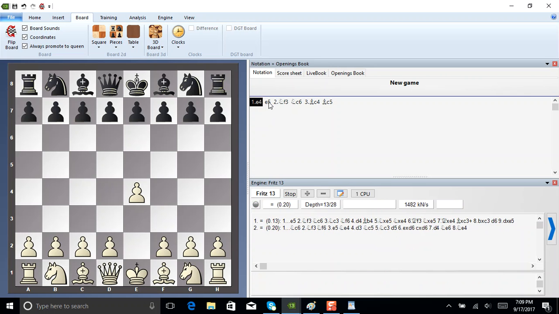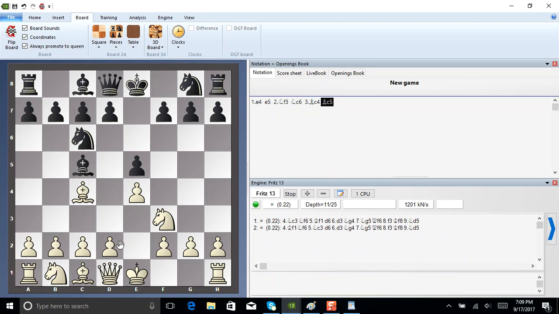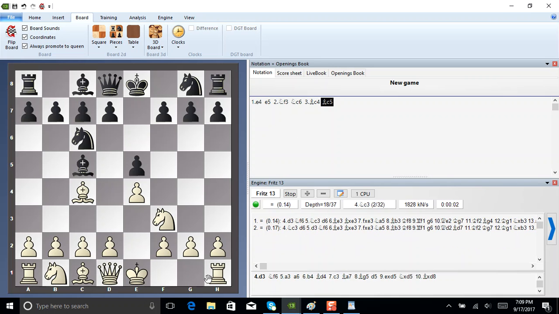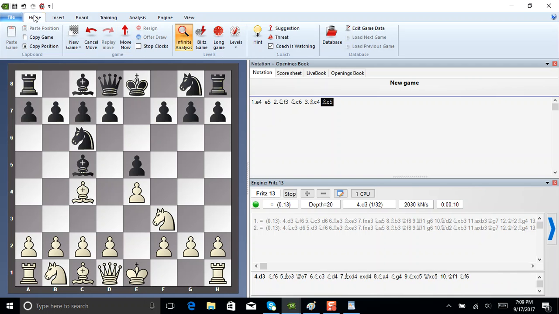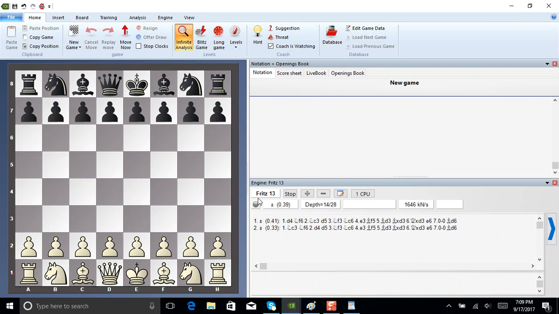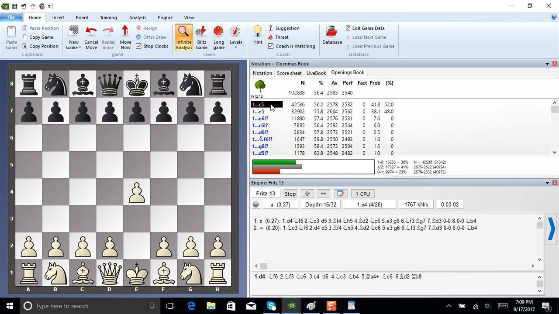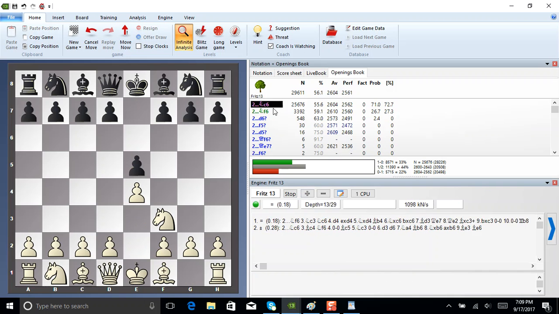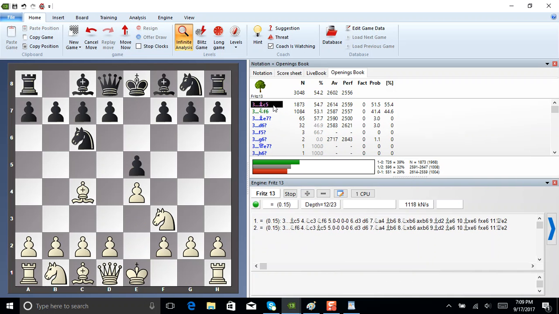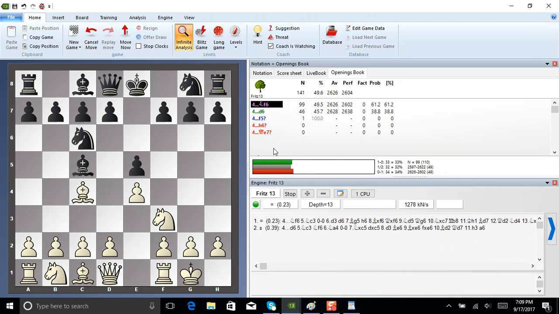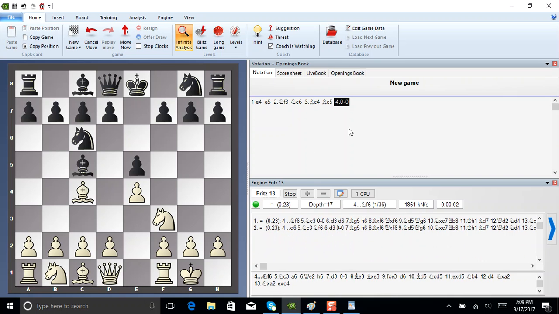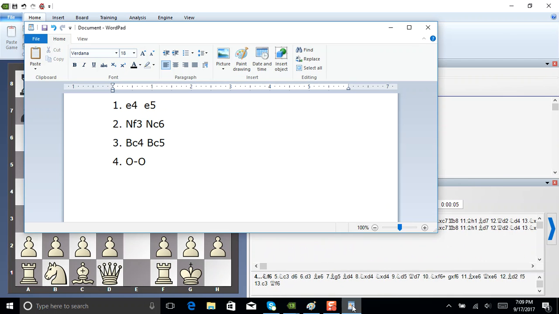I'm not sure why this is not allowing white to castle. Okay, that's pretty silly. Pretty silly. We'll try a new game here. There should be some reason why that's happening. Okay, notice we write castling 0-0, like that. That's how we write castling.